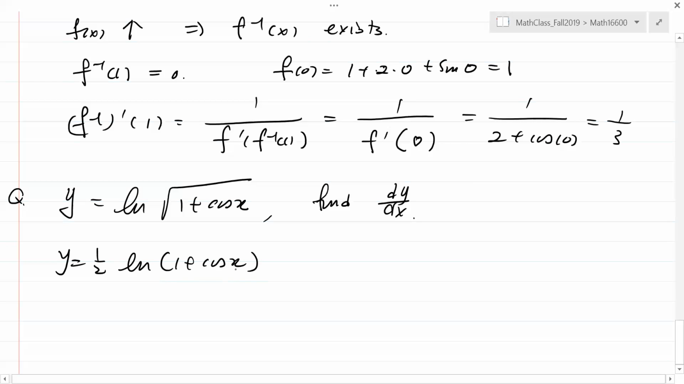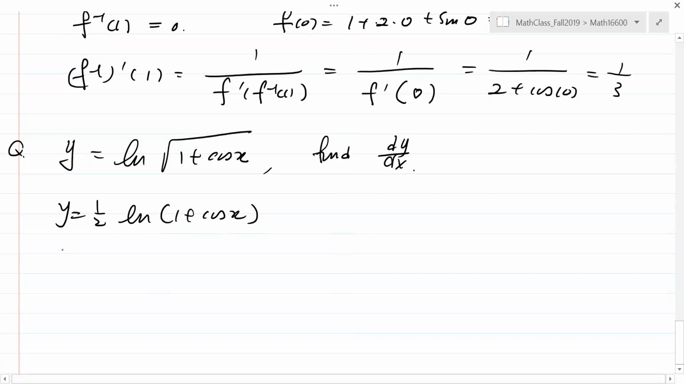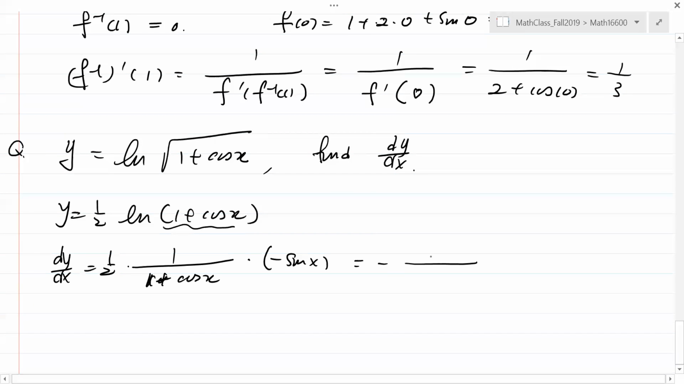You differentiate. So dy over dx is 1/2. It's inside the natural log, so this term should go to the denominator. But you have to differentiate 1 plus cosine x, which gives negative sine x. That's it. So the answer will be sine x on the top. If you know how to do this problem, it takes only a few seconds. Write down the answer. Okay?